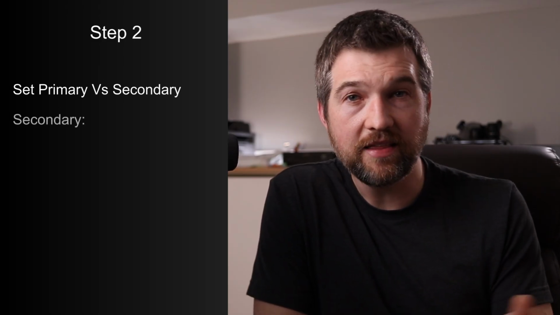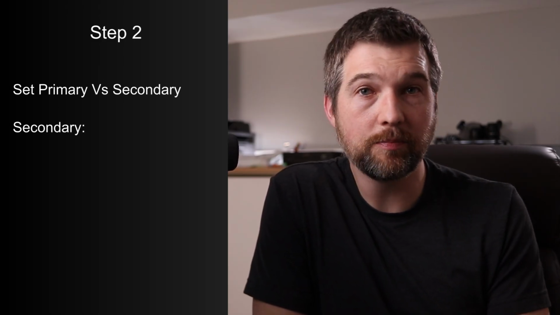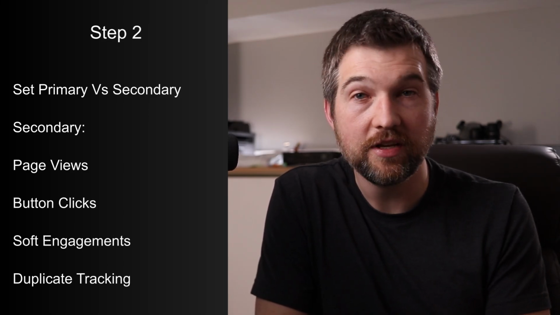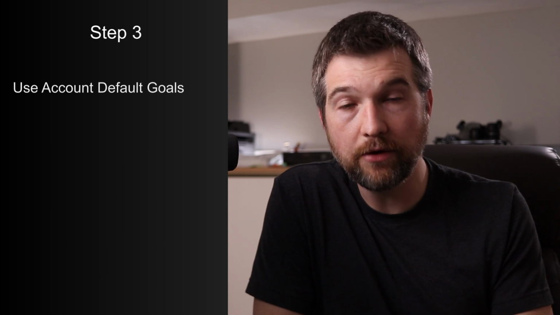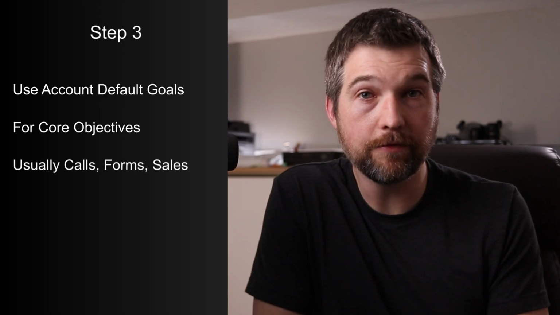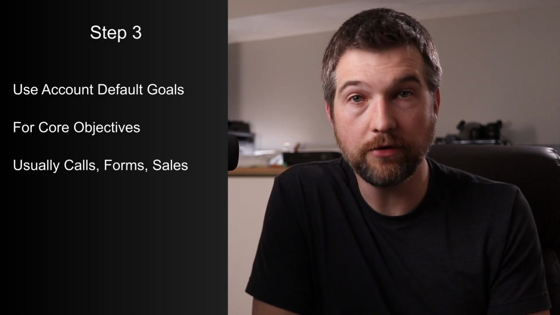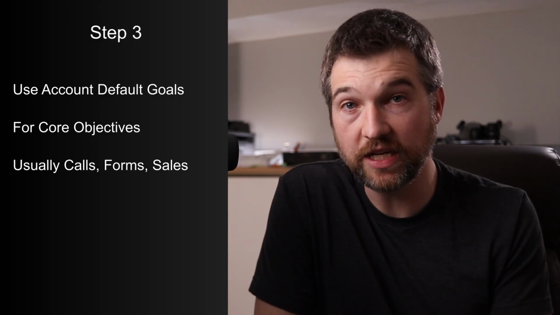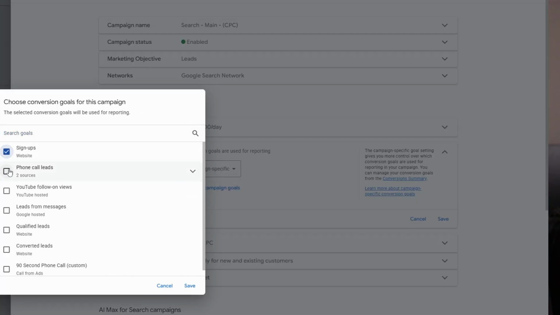Step 2, set primary versus secondary properly. Anything you want to track but not optimize towards, page views, button clicks, soft engagement events, duplicate tracking actions, those go in secondary. Step 3, use account default goals for your core business objectives. If the account's main job is qualified calls and lead forms, those are the goals you mark as account default. This gives you a clean baseline and helps campaigns learn from one another when they're chasing the same outcome. Step 4, for any campaign that needs something different, switch that campaign to a campaign specific goal. That's the override. Don't rebuild the whole account just because one campaign has a different job.